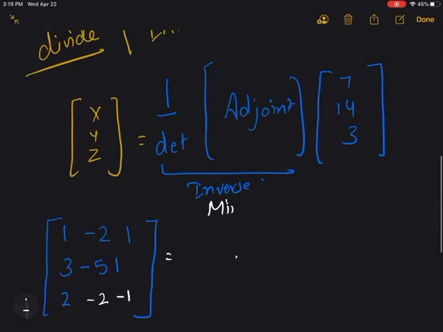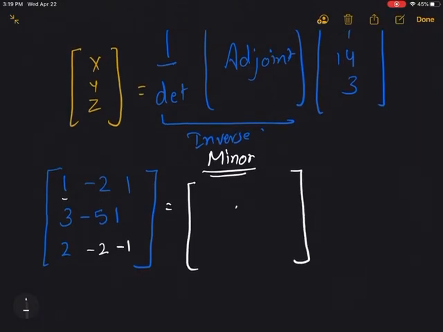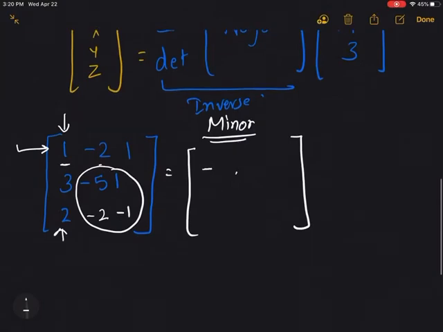Now I need to find the minor matrix. For the minor matrix, you replace every number in the original with its minor. So how do we find the minor? Let's say I'm looking for the minor for this place. I would cover the row and the column it's in. Once I see this 2 by 2, I find the determinant, and it replaces the number. So the determinant would be negative 5 times negative 1, which is 5, minus negative 2 times 1, which is negative 2, so it becomes plus 2. And this is 7. All right, next one.